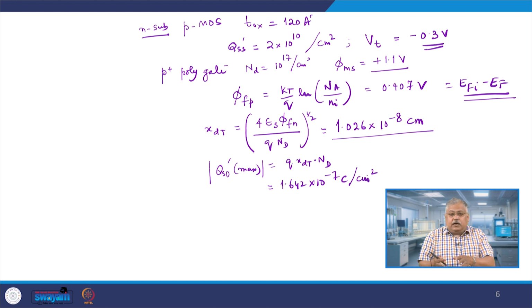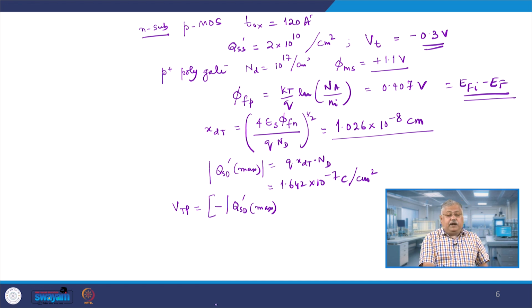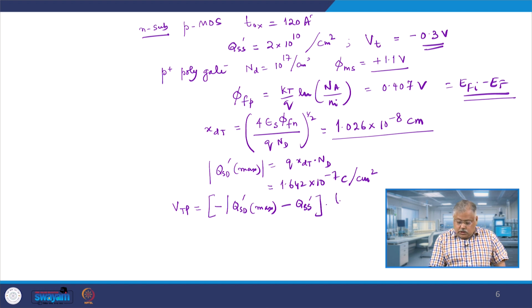Now, what I am supposed to do is take these values and put them into the expression of VTP, the threshold voltage. So, I will get VTP equals minus of QSD prime max. Please understand, I have put a minus sign, and understand the reason why it is minus: because it is a P type MOSFET. So, it will always be negative in nature. For this to be true, minus QSS prime into Tox by epsilon ox, plus phi ms plus 2 phi fp.